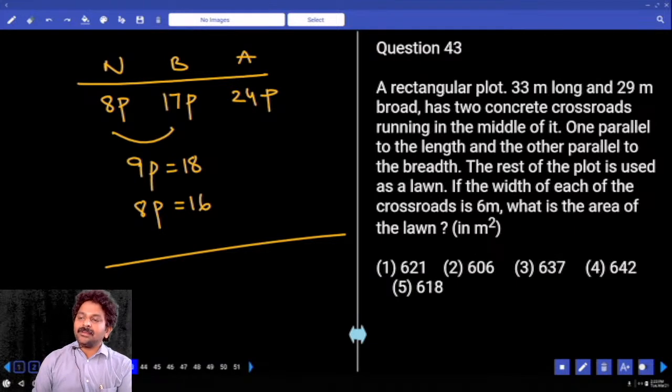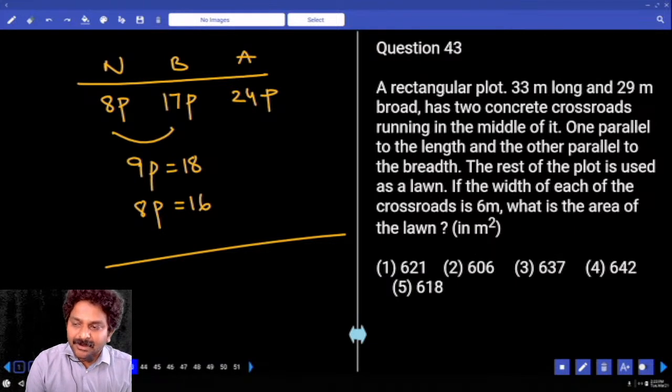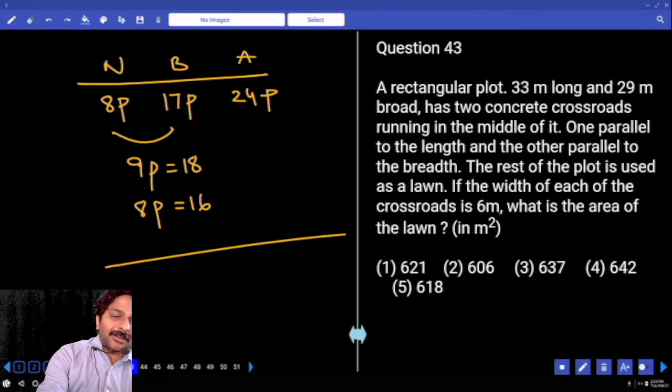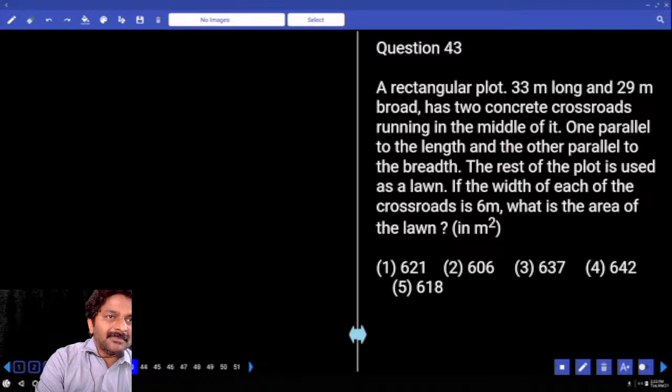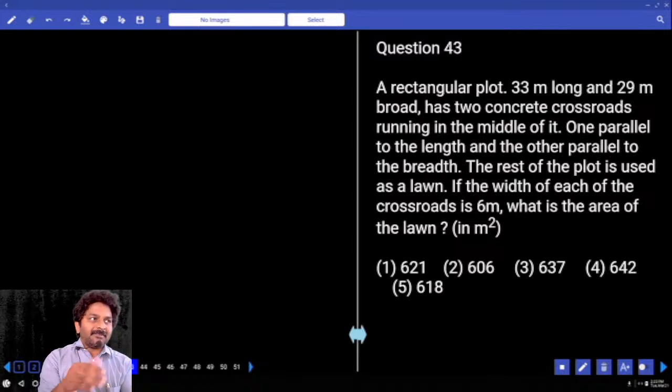A rectangular plot 33 meters long and 29 meters broad has 2 concrete crossroads running in the middle of it. One parallel to length, the other parallel to breadth. How do we do something like this? In the middle, one parallel to length, one parallel to breadth, they said. How do we set that up?